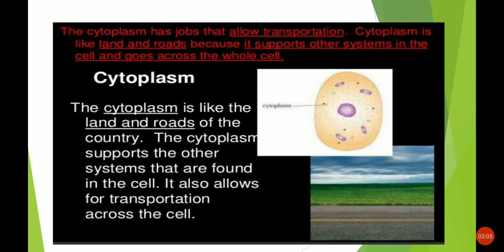And this is the cytoplasm. The cytoplasm has jobs that allow transportation. Cytoplasm is like land and roads because it supports other systems in the cell and goes across the whole cell.